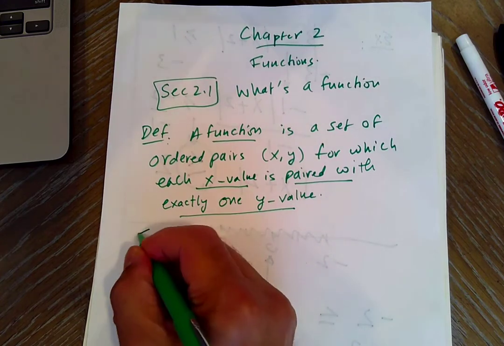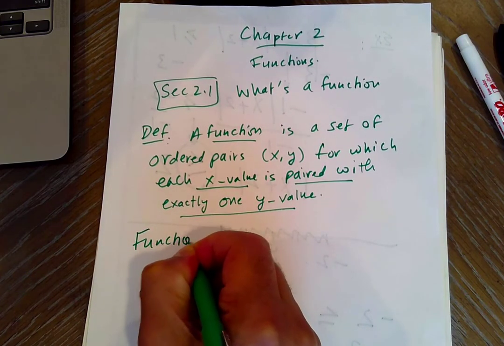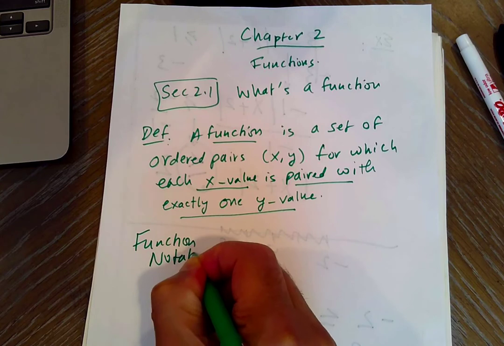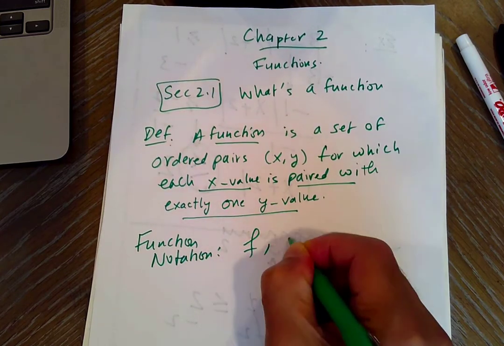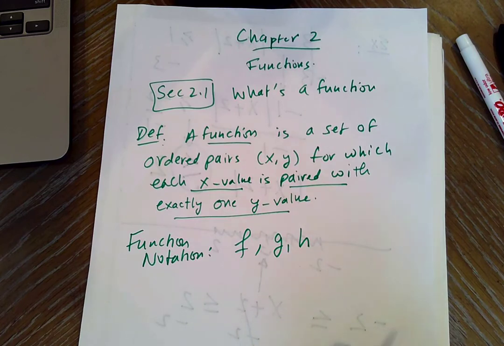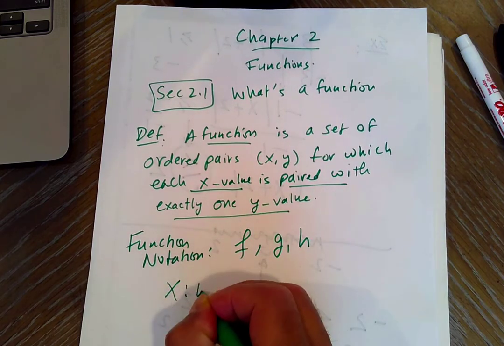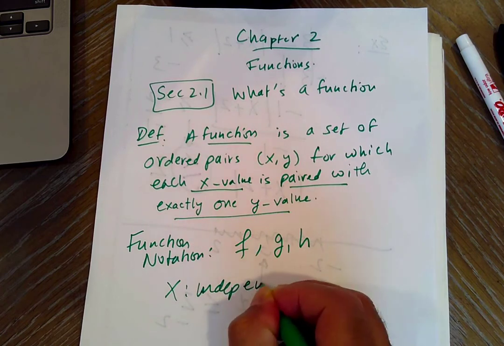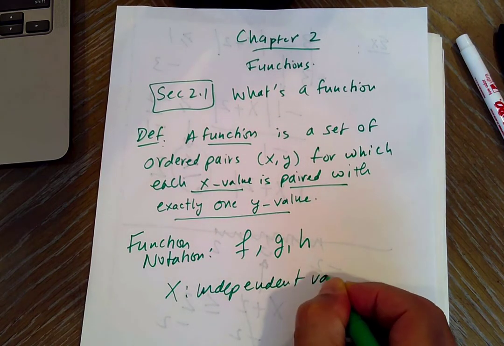Okay? Function notation, the letters we use for functions: f, g, and h are the three main letters that we use for functions, although sometimes we use something else like I or whatever. x is called the independent variable and y is the dependent variable.